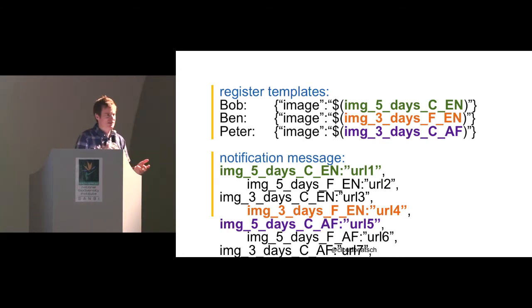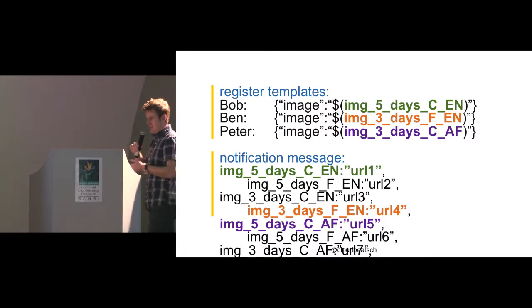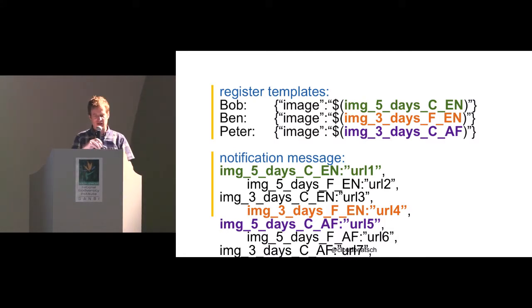So imagine you want to send a message that contains a picture of a weather forecast, and you want to allow people to have a personalized view on it. So you're either interested in a 3 day or 5 day forecast. So for instance, Bob wants to have an image for 5 days in Celsius in English. Ben wants to have a 3 day forecast in Fahrenheit in English. And Peter, 3 days Celsius Afrikaans.